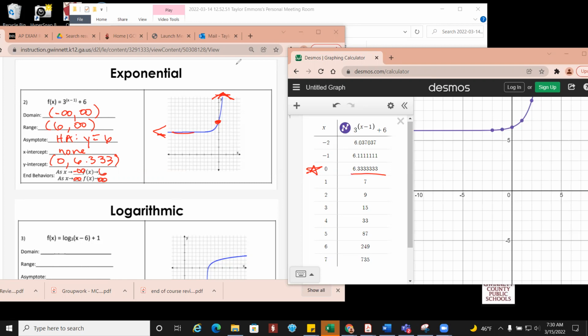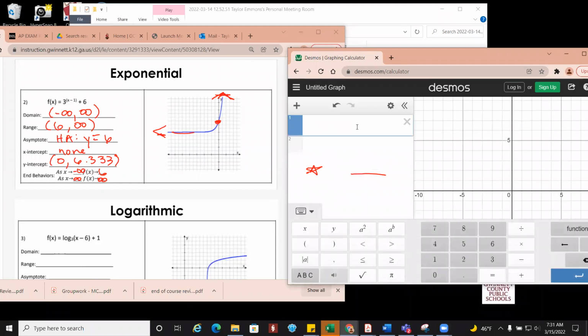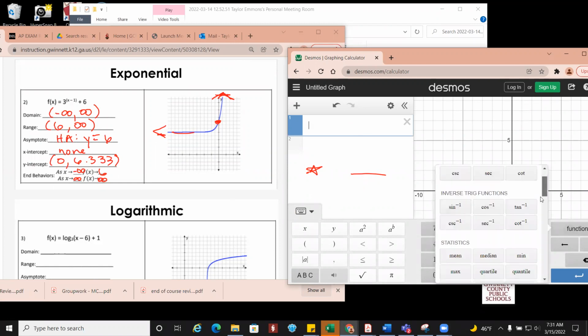All right, so the next one that we're going to work on is logarithmic. This is kind of similar, but you're going to have a different asymptote. So I'm going to go ahead and type this into my Desmos just in case. When I type this into Desmos, I'm going to go to functions. I'm going to scroll down.